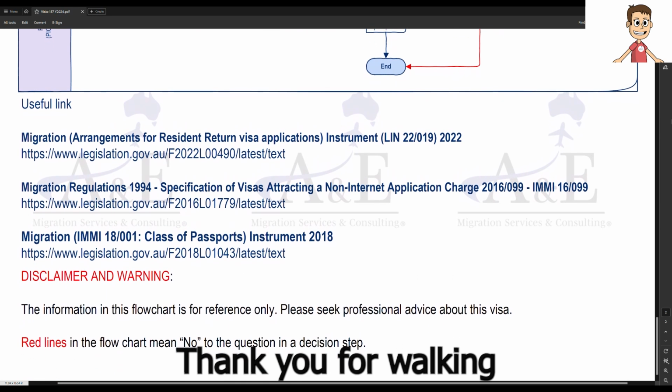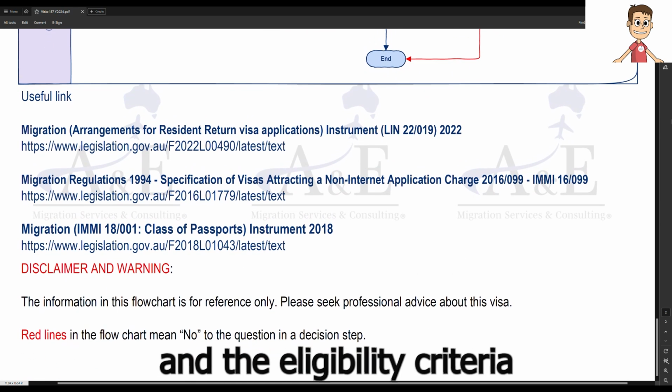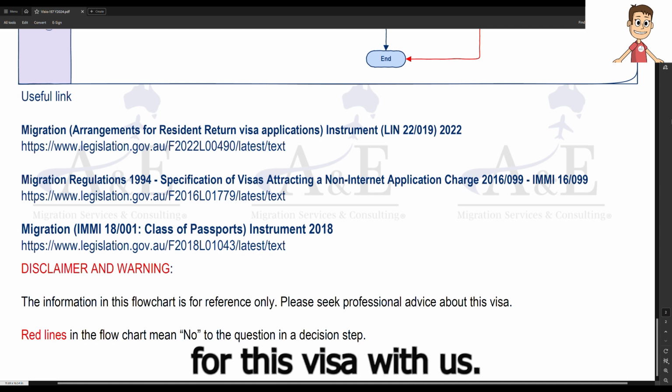Thank you for walking through the application process and the eligibility criteria for this visa with us.